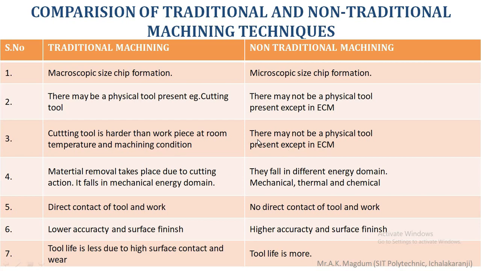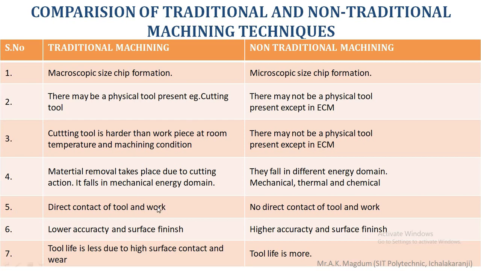But in non-traditional machining, there may not be a physical tool present except in ECM, meaning there is no surface contact with the workpiece. So there is no need to worry about the tool being harder than the workpiece, which is the basic requirement in traditional machining. In non-traditional machining, whether the tool is soft or hard, there is no issue. The only point is that there is no physical contact between the workpiece and the tool.